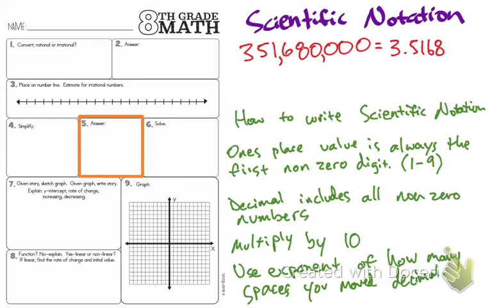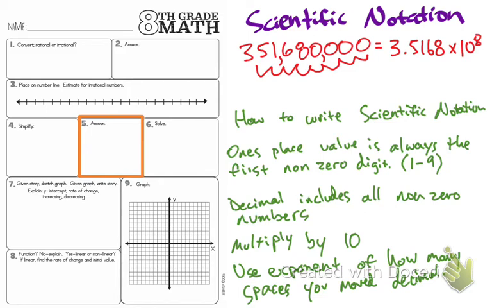Next, we're going to multiply by 10. And finally, we're going to identify how many spaces we needed to move the decimal to take 351,680,000 and turn it into 3.5168. In this case, I've moved the decimal 8 spaces, so I'm going to raise my exponent to the power of 8, or raise the 10 to the power of 8.